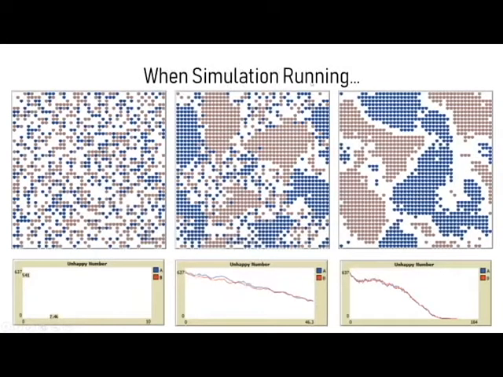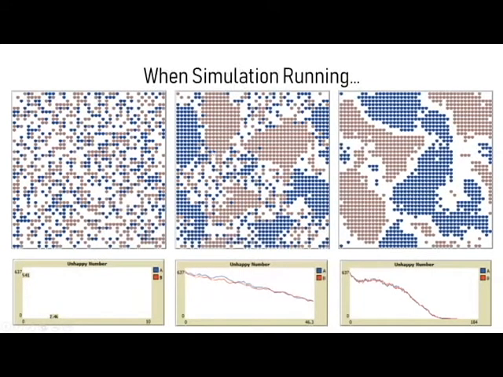So when the simulation runs, it will start with a very chaotic, scattered, non-organized position at the start, and then each agent, based on their preference of whether they like to live with people that are more like themselves or not, will choose whether or not to move to other places.